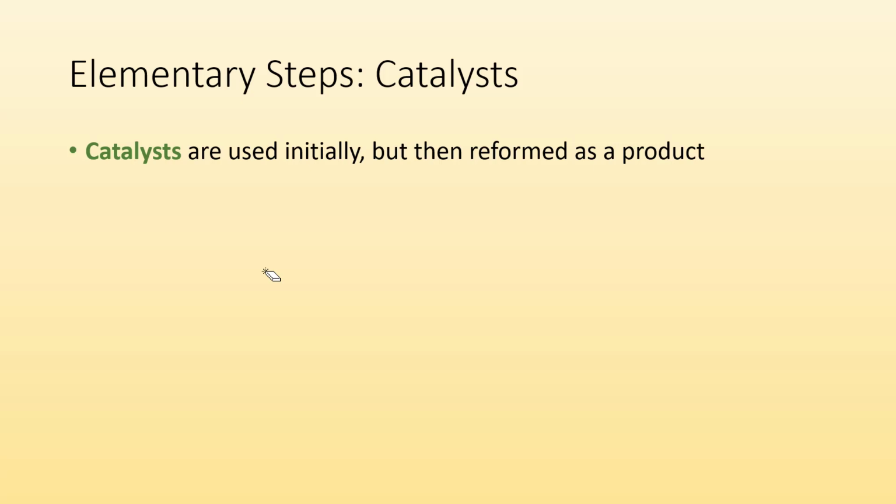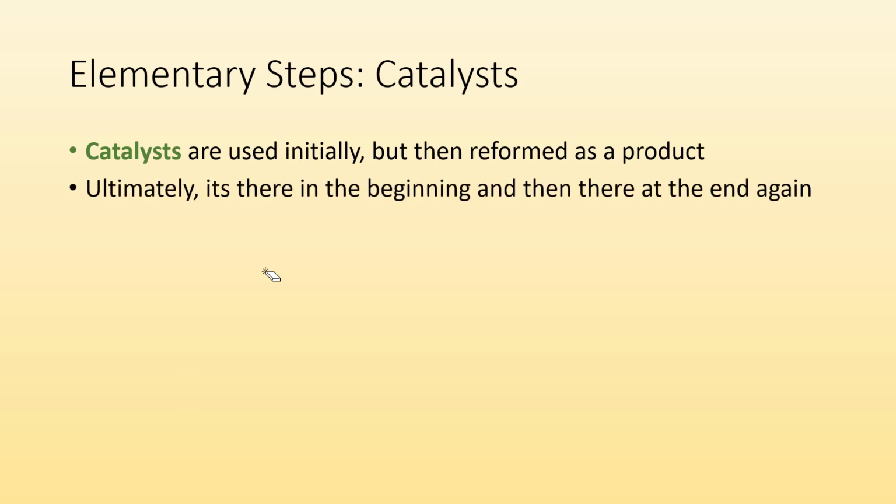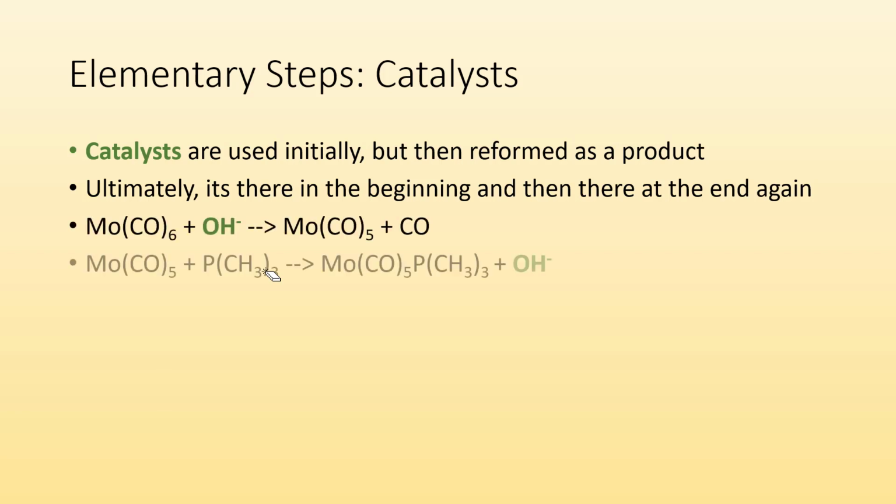So catalysts. Catalysts are used initially, but then are reformed as products, right? We know that catalysts speed up reactions, but they aren't consumed by them. So they're there when we start, and they're there when we finish. It's there in the beginning, it's there at the end again. So if this was my reaction mechanism, you can see, hey, I'm using up OH minus, but then I'm producing OH minus. So the OH minus that I used, I ended up remaking. So the OH minus isn't consumed at all. It's not a reactant, it's not a product, but it was involved.